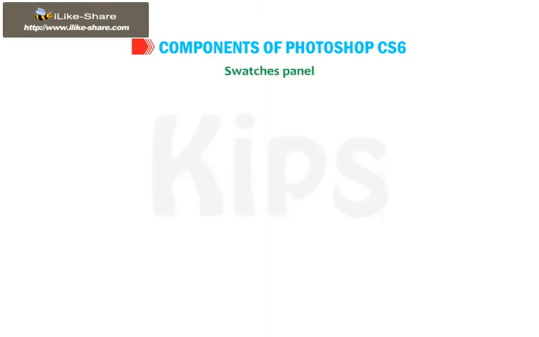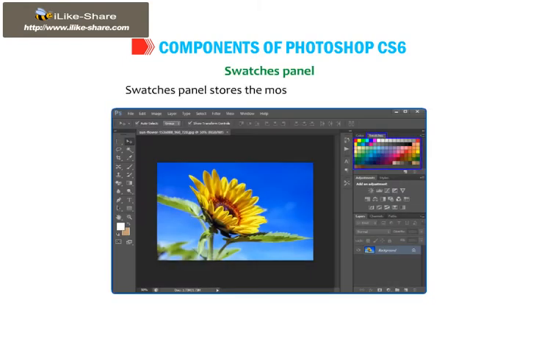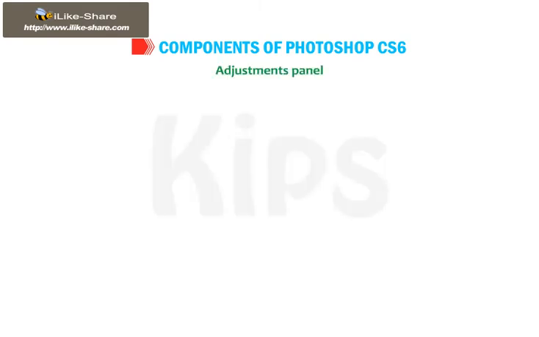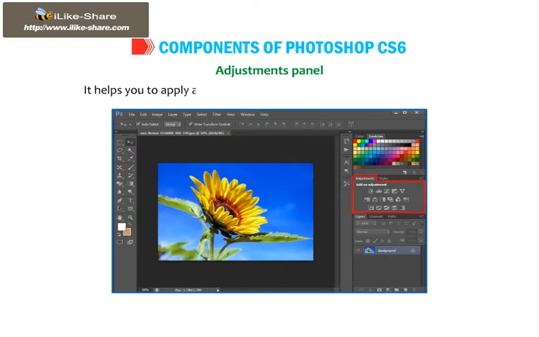Swatches panel. Swatches panel stores the most frequently used colors. You can easily add or delete customized colors from the swatches panel. Adjustments panel. It helps you to apply an effect to a group of layers in a much easier way. Later on, you can edit that effect while preserving the original layers. The Adjustments panel has a Styles tab to its right.